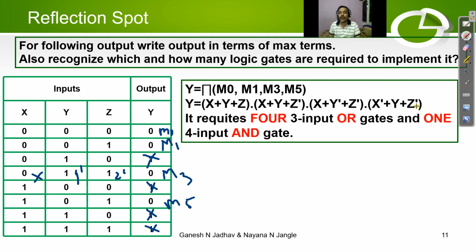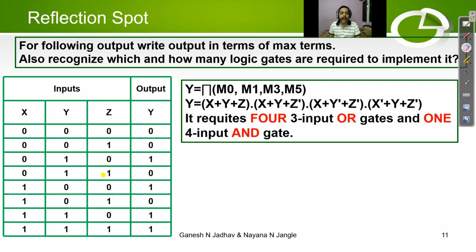How many logic gates are required to implement this? First we have to do the ORing operation. So first OR gate for this operation, second OR gate for this operation, third OR gate for this operation, and fourth OR gate for this operation. So I require 4 OR gates, each of 3 inputs. Each OR gate should have 3 inputs, and one AND gate with 4 inputs to implement this circuit. Okay, so hope you got the answer correctly.